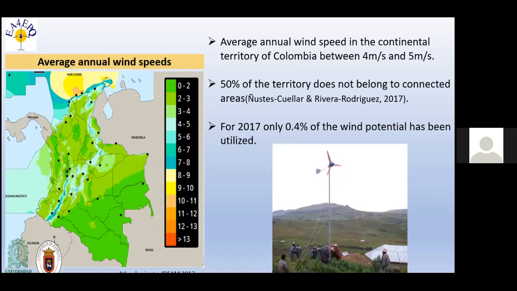In particular, we want to use wind energy since by 2017, only 0.4% of the wind potential of the country had been used, and that is distributed through the country in very usable winds in the north of the country, but in the continental zone, there are no winds of 7 meters per second.